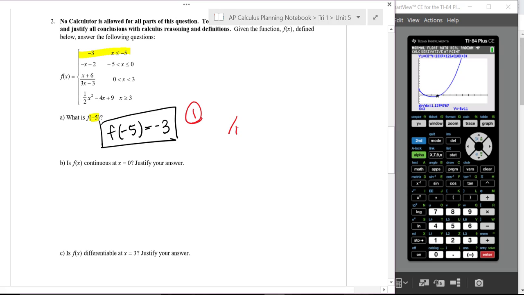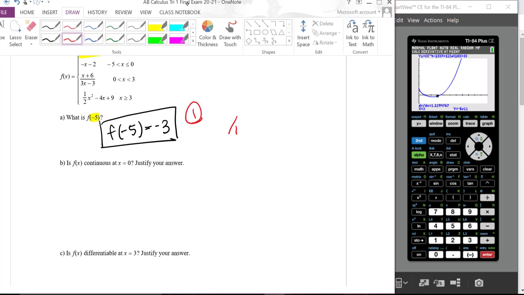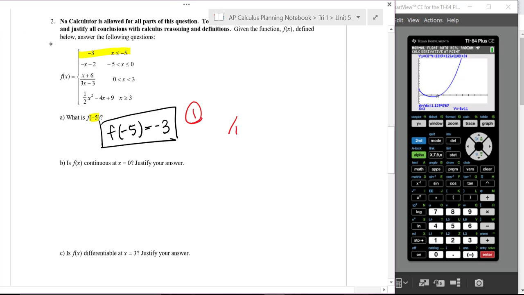Is f of x continuous at x equals 0? Remember for continuity, you have to prove 3 things. So you need to say the limit as x approaches 0 from the left equals the limit as x approaches 0 from the right. And if those are the same thing, they also need to equal that f of 0 value. So we need three separate things.